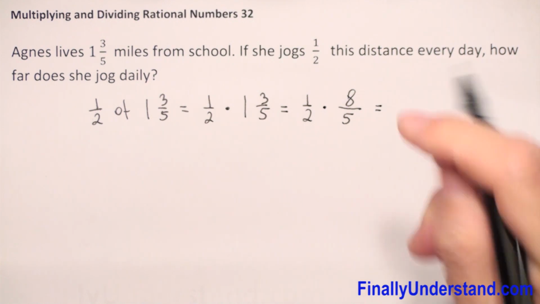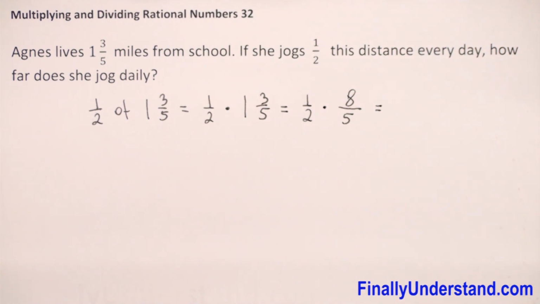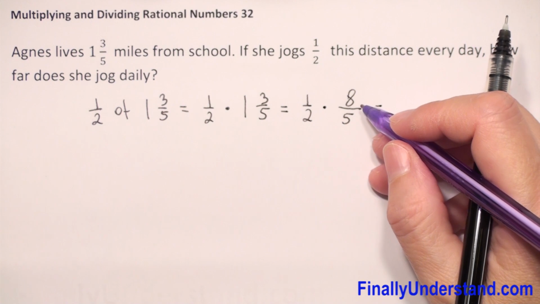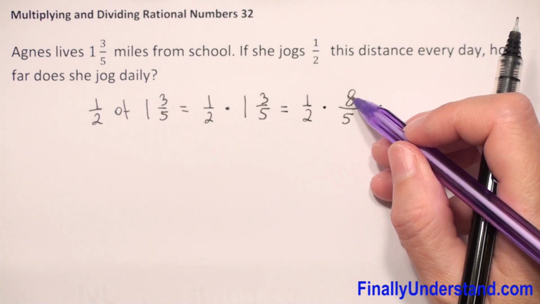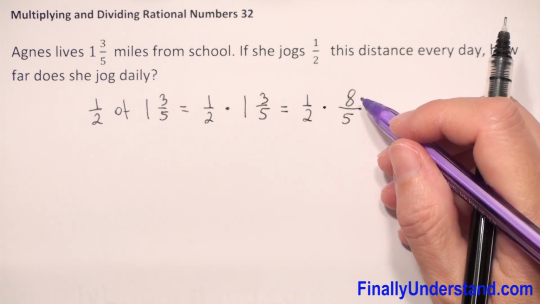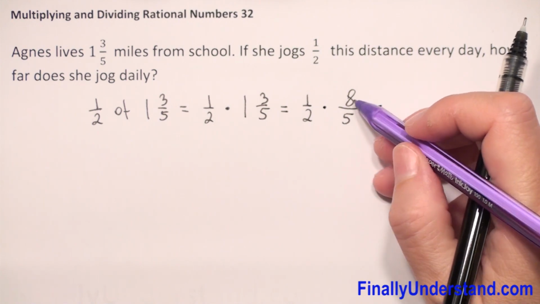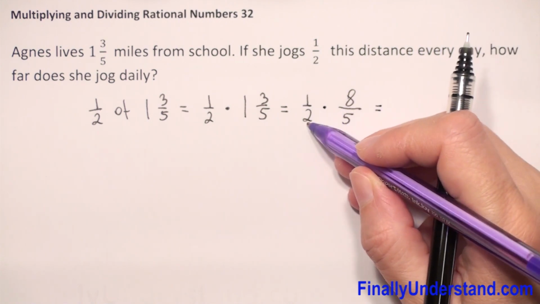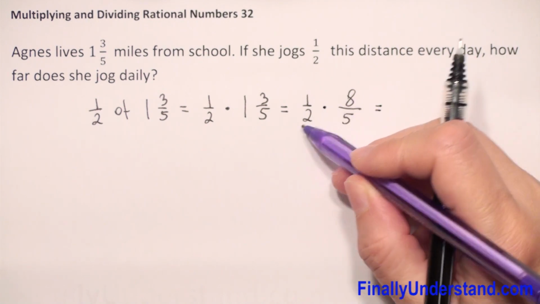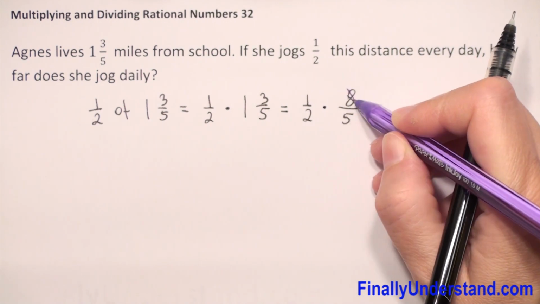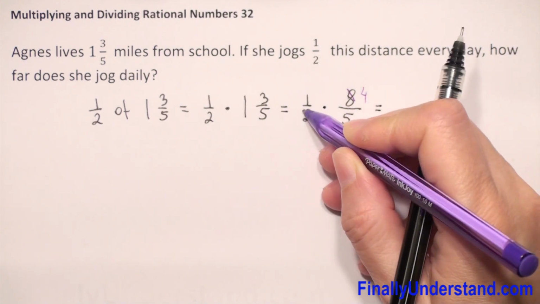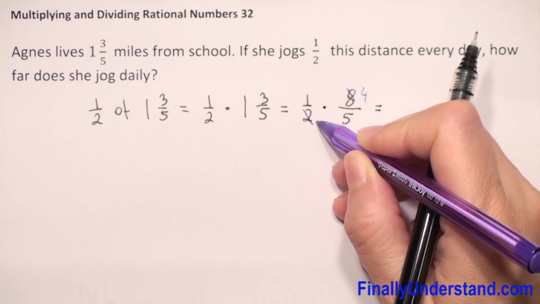So this is equal. Now, before we do multiplication, we have to always check if we can reduce something. We reduce numerator with denominator. We divide numerator and denominator by the same number. So we have 8, and in denominator we have 2 and 5. So we can reduce 8 with 2. 8 divided by 2 is 4. 2 divided by 2 is 1.